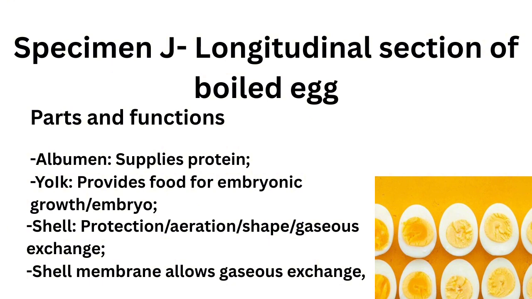Specimen J is longitudinal section of boiled egg. They can ask you the parts and functions of this specimen. Now you have the albumin, which is the major proteinous part, it supplies protein. The yolk provides food for the embryonic growth and the embryo. The shell protects and gives shape. It also helps in gaseous exchange. The shell membrane allows gaseous exchange as well.